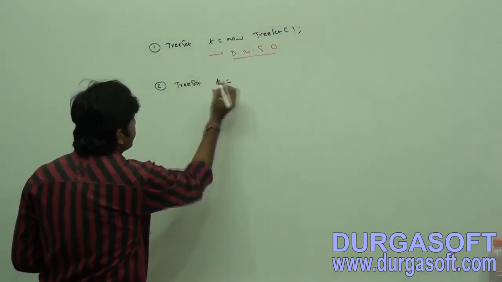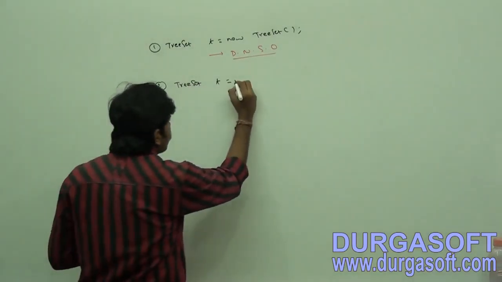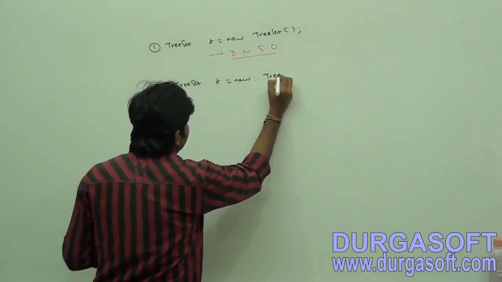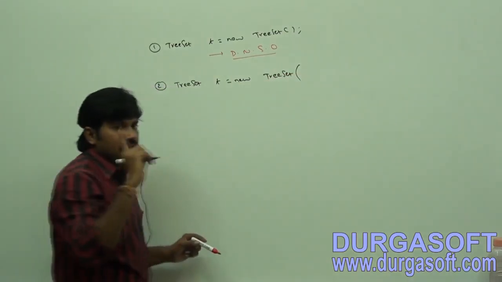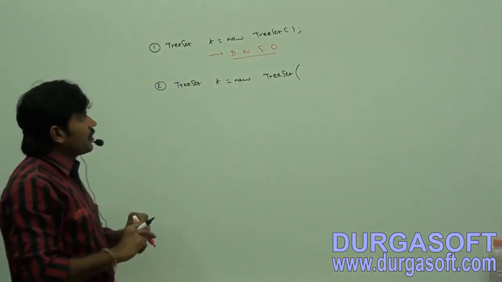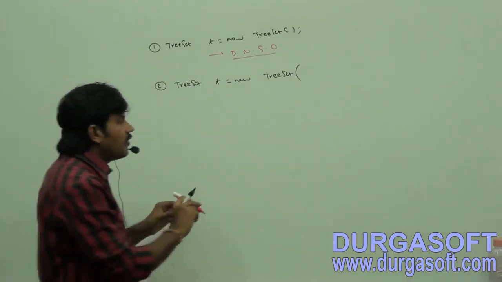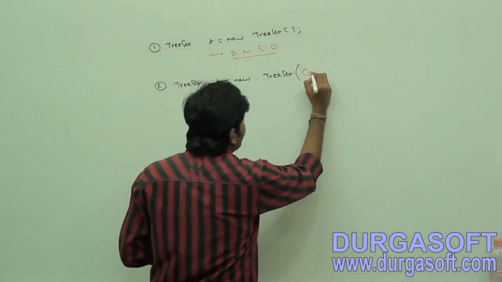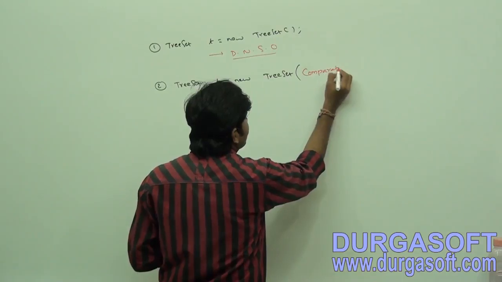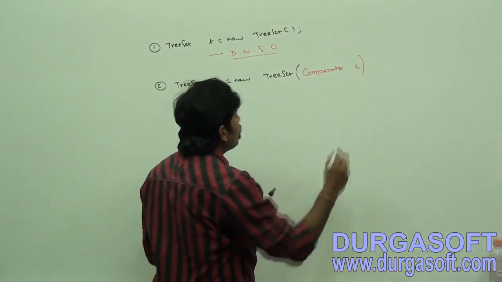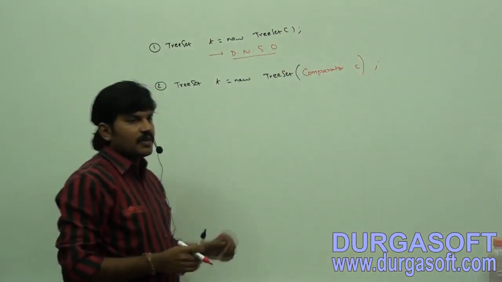Now the second: TreeSet t = new TreeSet(Comparator c). These constructors are very important. If you pass a comparator object, have you observed the difference?